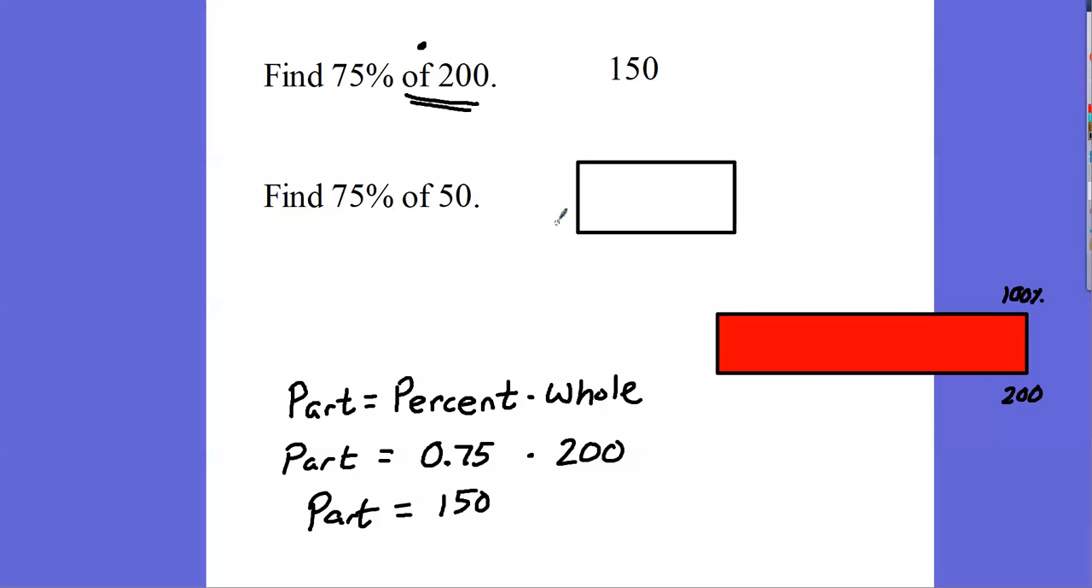Now, if I find 75% of that, I basically want to know, what is 75%? So let me try to draw this. 75%. So I'm trying to draw this into fourths the best I can. So this would be 25%, 50%. So 75% would be right there. And 75% of the 200 is, in fact, 150.